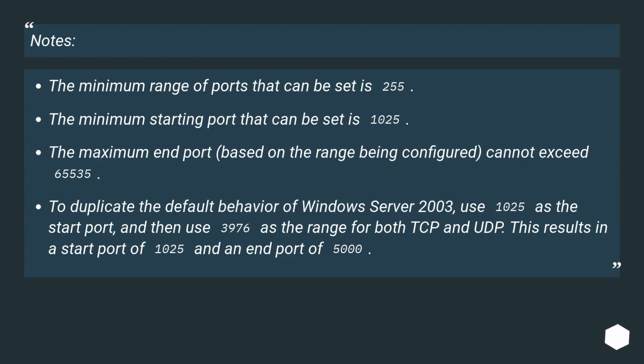Notes. The minimum range of ports that can be set is 255. The minimum starting port that can be set is 1025. The maximum end port, based on the range being configured, cannot exceed 65,535. To duplicate the default behavior of Windows Server 2003, use 1025 as the start port, and then use 3976 as the range for both TCP and UDP. This results in a start port of 1025 and an end port of 5000.